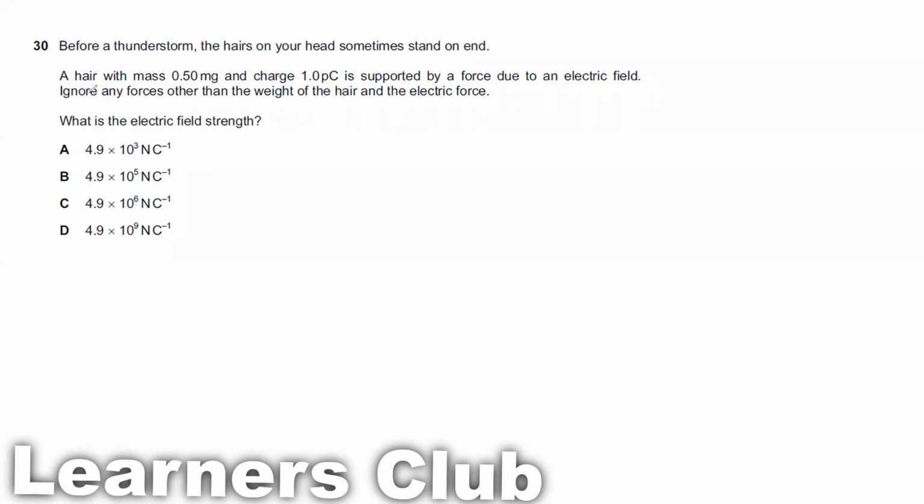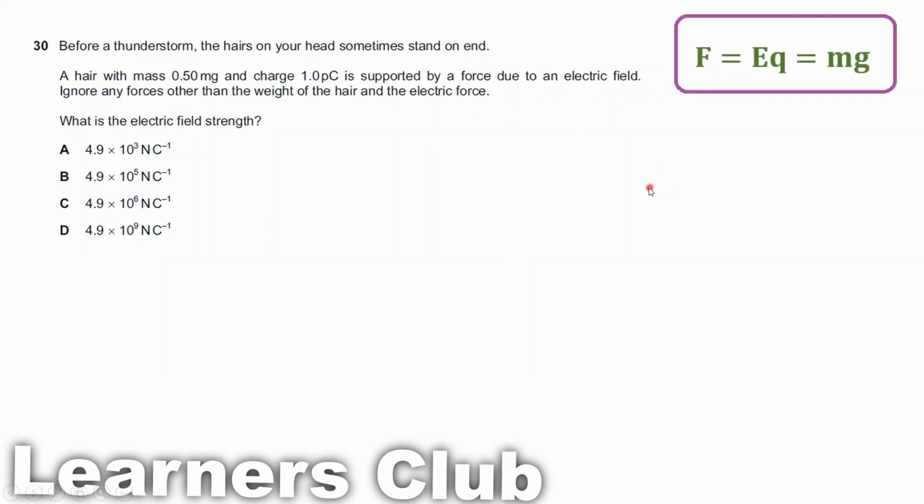Now we know that the weight of the hair is being balanced by the force due to the electric field. We need to equate the weight of the hair to the force due to the electric field. So weight W is equal to mg. Force due to electric field is equal to electric field strength into the charge. Sorry about my writing. So I have equated the force due to electric field strength to the weight. Now the question is we need to find electric field strength.